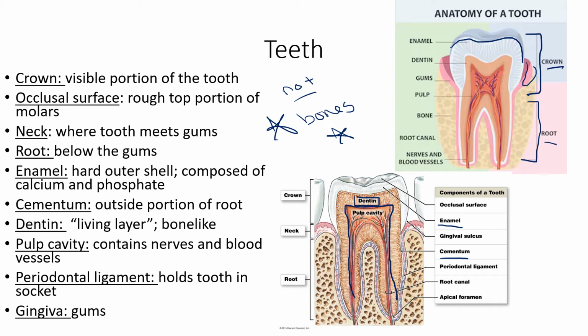You are going to have a structure called the periodontal ligament. Right here, periodontal ligament. It's going to be what is holding the tooth into the socket. And last but not least, when we discuss gingiva, that is going to be in reference to your gums.